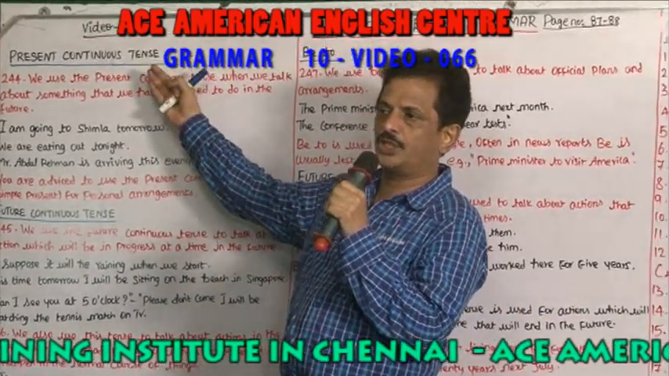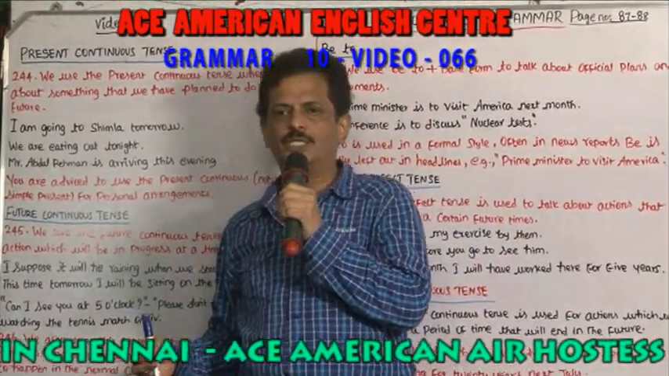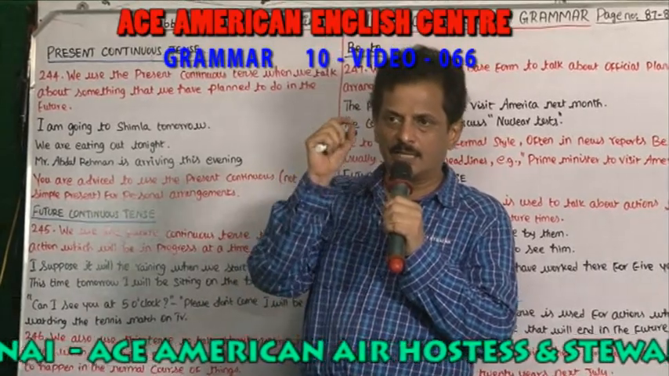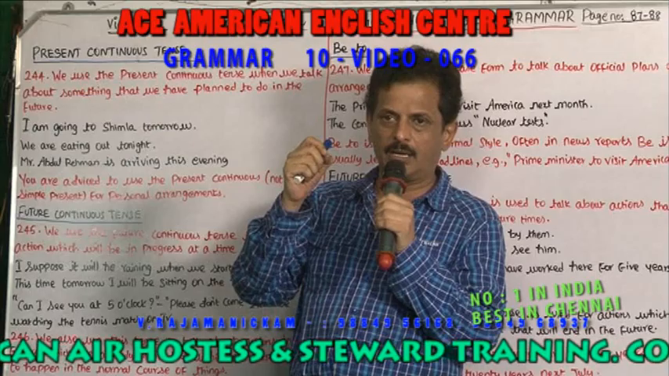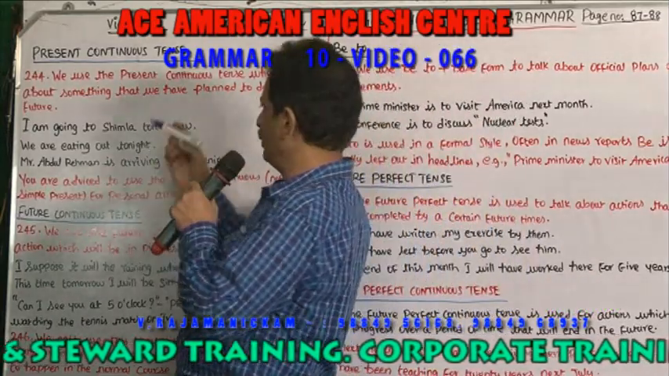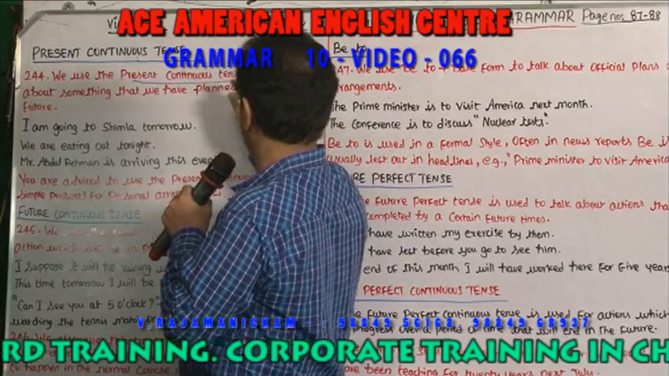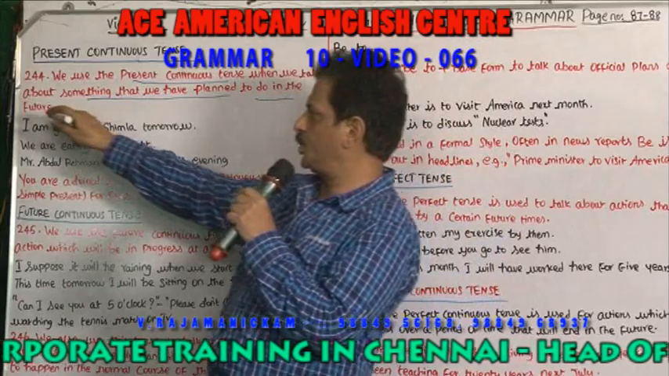Now you have come here to the present continuous tense. What do you mean by present continuous tense, sir? It is: he is watching television. He is coming here. They are going. So this is called present continuous. We use the present continuous tense when we talk about something that we have planned to do in the future.